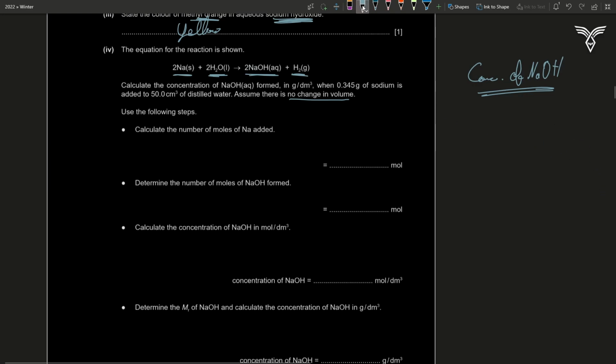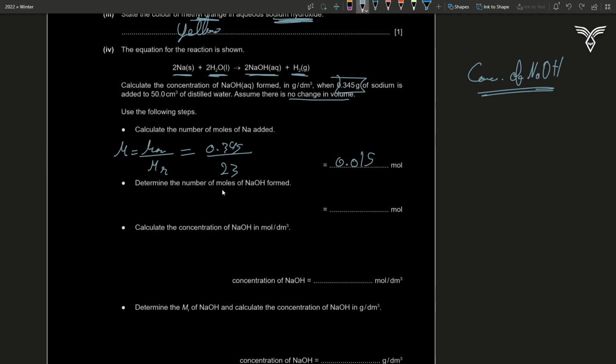Now we start. He says calculate the number of moles of Na added. We know that moles is equal to mass over molar mass, which is equal to 0.345 grams, that's the mass, over the molar mass of sodium, 23, in your periodic table. So this should give you 0.015 moles.